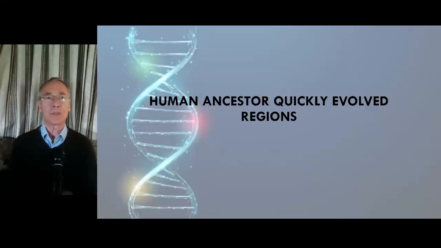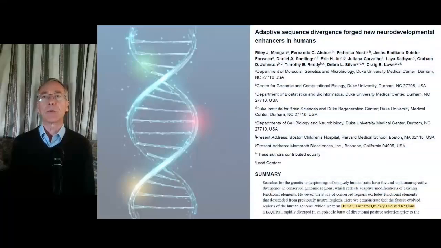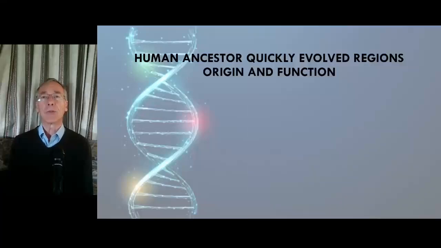So let's think about human ancestor quickly evolved regions. These were first reported in 2022 by Mangan and his colleagues in a paper called Adaptive Sequence Divergence Forged New Neurodevelopmental Enhancers in Humans. These basically are claimed to be the fastest evolving regions in the human genome. And latest analyses have detected about 3,000 of these HAQERs. Again, this is done by comparison of the genomes of chimp and humans.